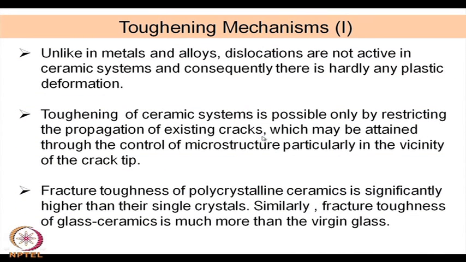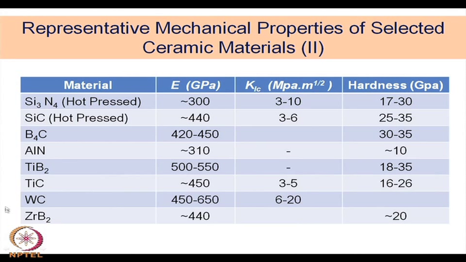Titanium diboride has a very high Young's modulus, is one of the hard materials also, and it is used for many high temperature applications. If the time permits, we will discuss some of them. Titanium carbide, once again a high Young's modulus value, and then KIC value is moderate, and hardness is also of the same range.